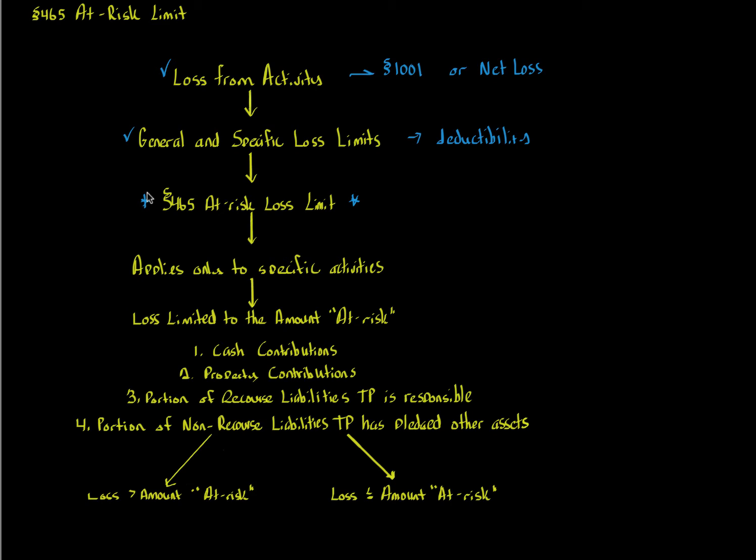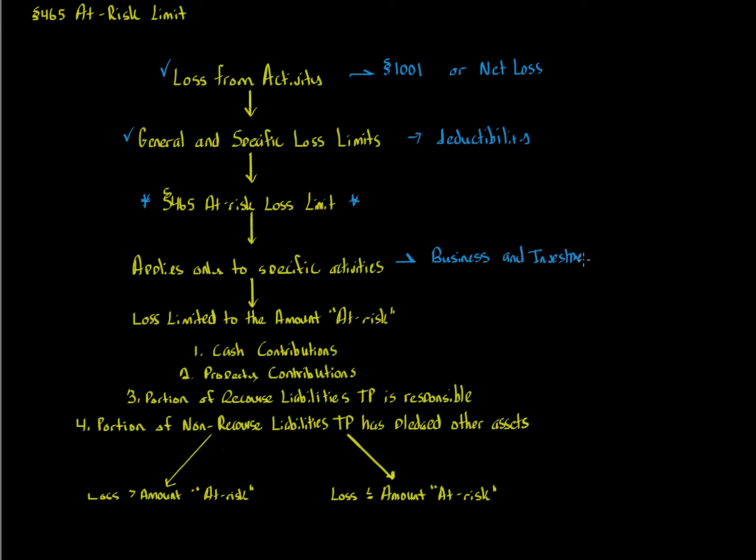So now we're considering the specific rules under Section 465 at risk. So again, we've gone through the general and specific loss limits. Now we're at Section 465, and we have to proceed under Section 465. So Section 465 only applies to specific activities. Now, the specific activities that apply deal with two of the big three. So the big three, you might recall, I mentioned this a lot. Two of the big three. So business and investment activities are where Section 465 applies.